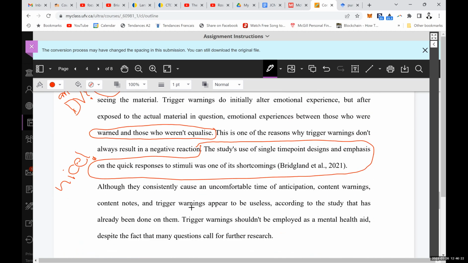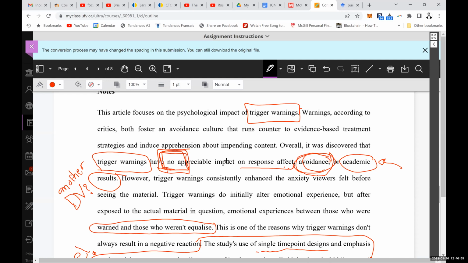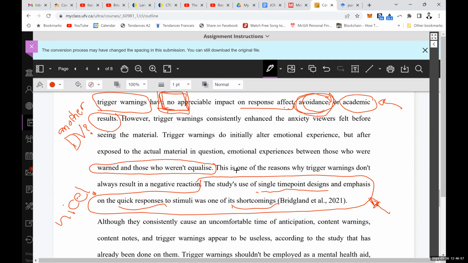So here is what I really liked about this literature review. They mentioned limitations of the research because it is very eye-opening. For example, studies' use of single time point designs and emphasis on quick responses to stimuli was one of the shortcomings. So now we have a more complete picture of what created this result, right? So good job on that.